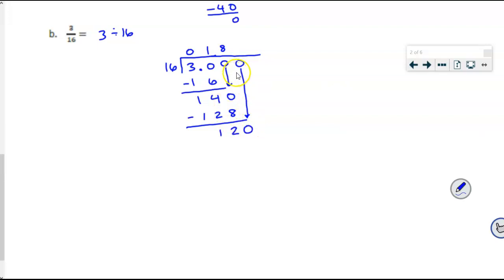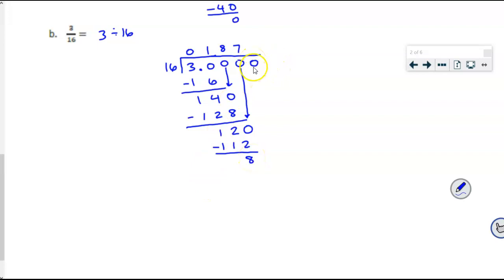Yeah, how many times? Bella? 7 times. So 16 times 7 is equal to, thank you, Bella, 112. Getting closer. I was trying to get to 120. I got to 112. I'm still 8 away.